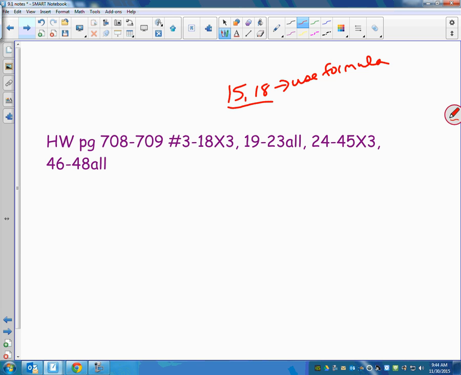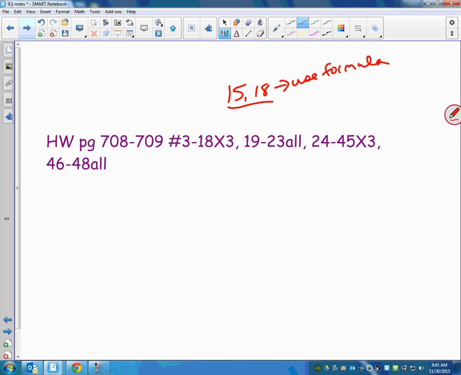So 3 through 18 multiples of 3, 19 through 23 all. I think those are like permutation or combination. And then 24 through 45 multiples of 3, and 46 through 48. I know it seems like a lot, but they're not that long to do. There's a lot of calculator stuff, so you definitely want to have a calculator to use. If you need to borrow one from me during the day for study hall, people come in and out and borrow them all the time and bring them back.